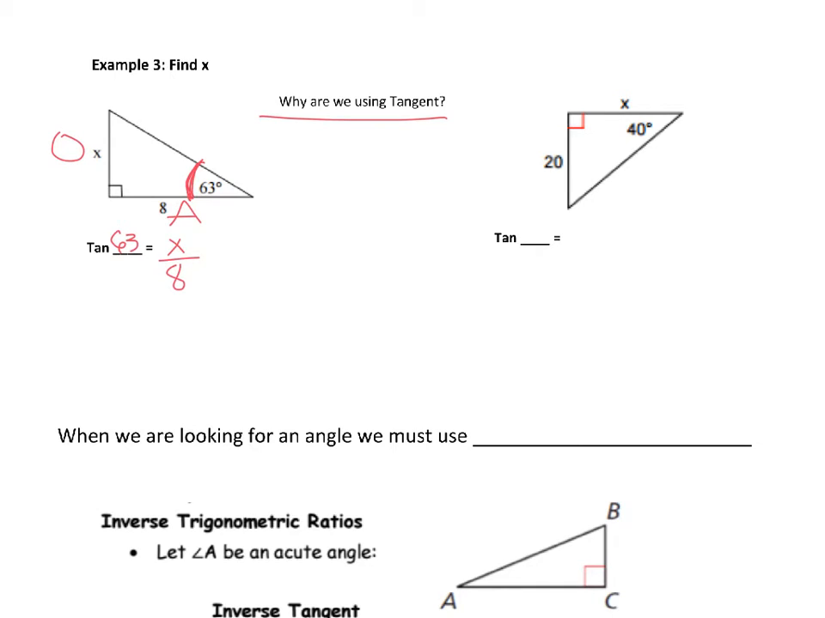We're going to cross multiply, so you get 8 times the tangent of 63 is equal to 1 times x, which is x. So 8 times tangent of 63 gives us a total of 15.7. All right. Time for y'all to do that one on your own.